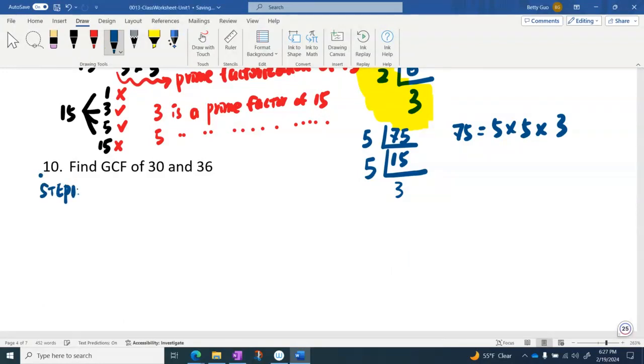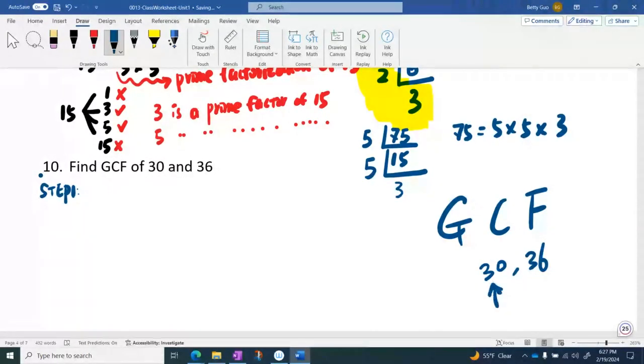By the way, what does GCF mean? Anybody remember what GCF stands for? Greatest common factor. Perfect, exactly. Greatest common factor. That means the number we are looking for, the greatest common factor of 30 and 36, is a factor of 30. It means it goes into 30 completely, a whole number of times, and also goes into 36 completely. So would it be 6? And yeah, it is 6.